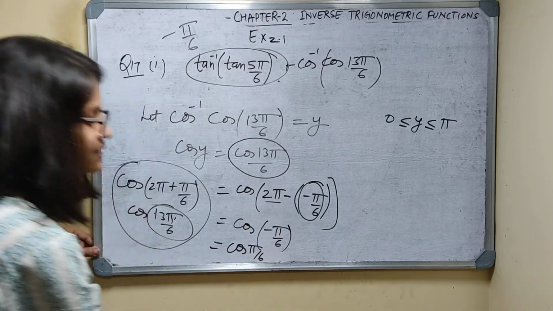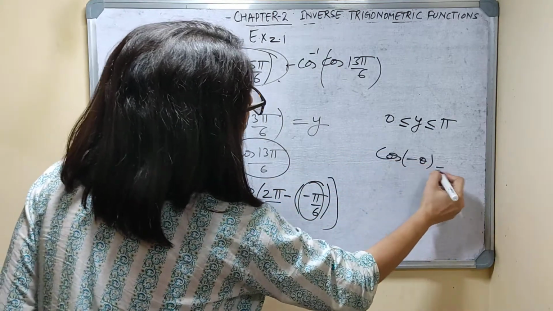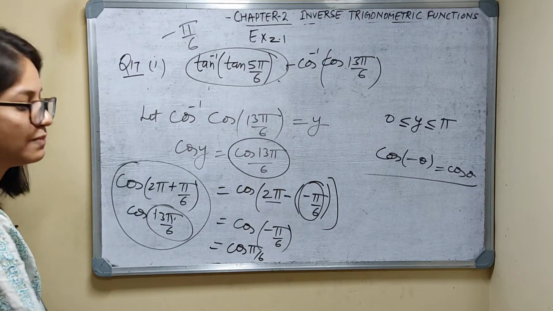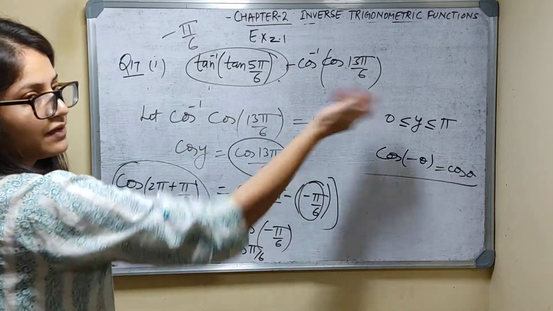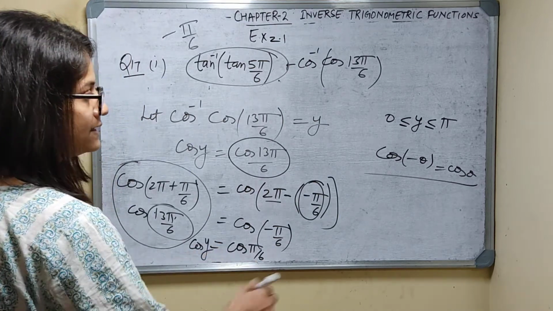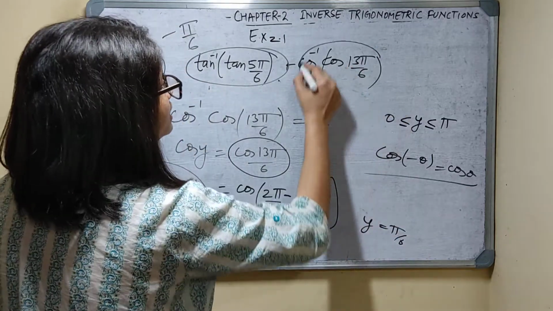So cos of pi by 6 and cos of minus pi by 6 are the same. Cos of minus theta is cos of theta, both are same. So cos of minus pi by 6 is equal to cos pi by 6. Pi by 6 is 30 degrees, and it lies between 0 to pi. So cos y is equal to cos pi by 6, so y is equal to pi by 6.